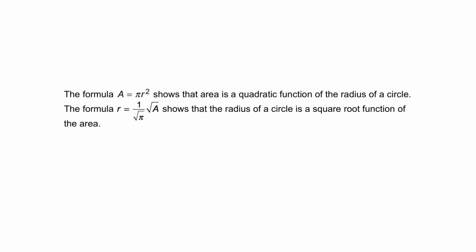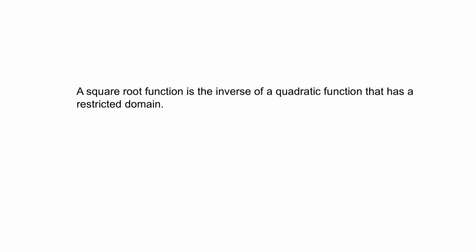The formula A equals pi r squared shows that area is a quadratic function of the radius of a circle. The formula r equals 1 over the square root of pi times the square root of A shows that the radius of a circle is a square root function of the area. A square root function is the inverse of a quadratic function that has a restricted domain.